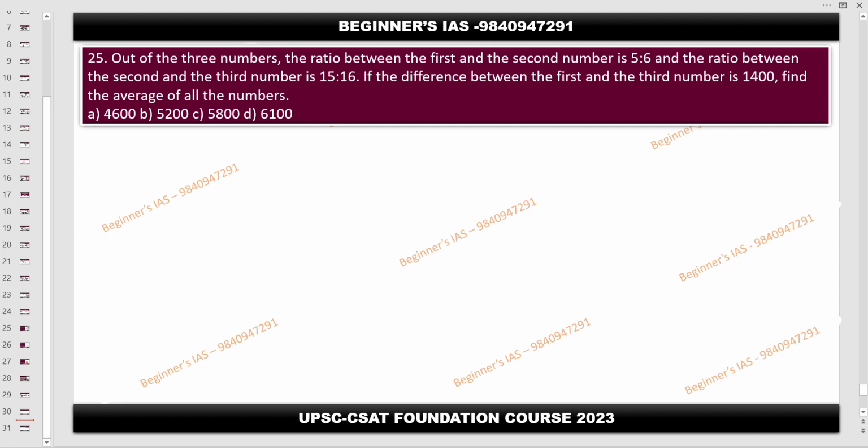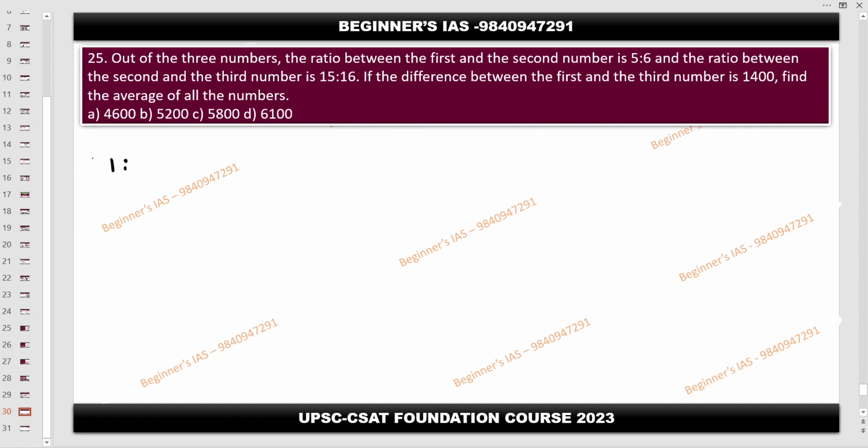Out of the three numbers, the ratio between the first and second, then the ratio between the second and third. If you know how to find the ratio A is to B is to C, then it would be easy. Now listen carefully.